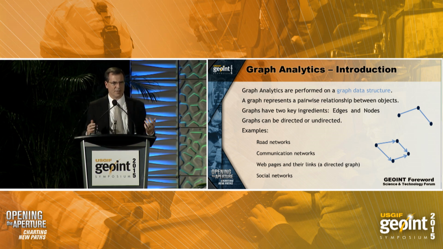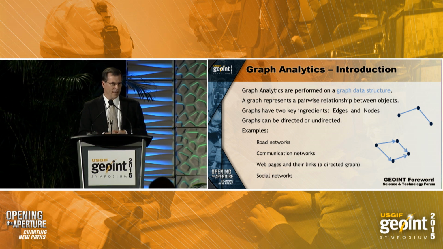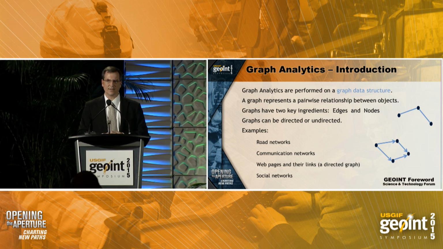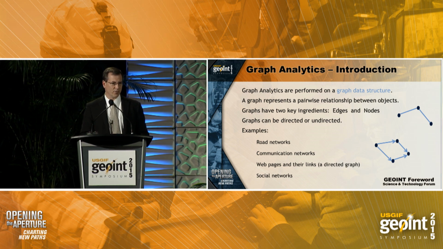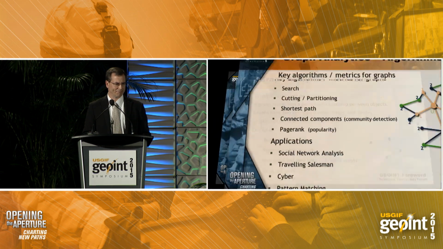The edges can either be directed, in which you're only allowed to traverse from one node to another along a particular direction of the edge, or they can be undirected, where it doesn't matter which direction you go from node to node. Classic examples of data that's well represented as a graph are data that can be represented as networks, like road networks or communication networks, internet networks, and web pages and their links. That's an example of a directed graph. Another example is social networks.